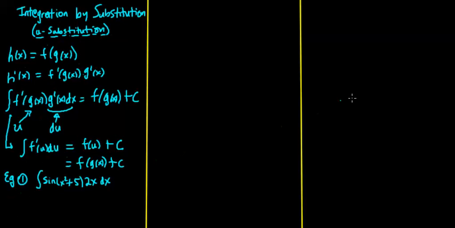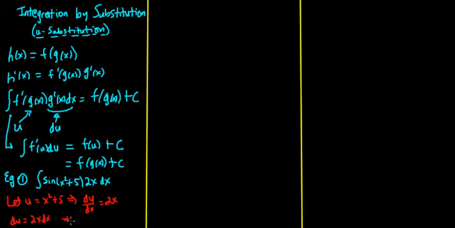So I'm going to let u be the inside function x squared plus 5. Well, what does that mean? Then if you differentiate u with respect to x, that gives you 2x. In other words, du is 2x dx.